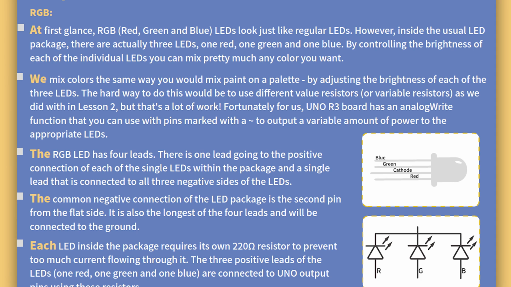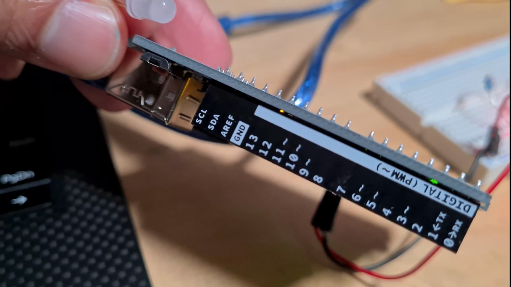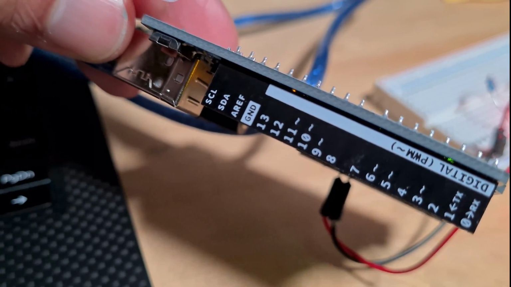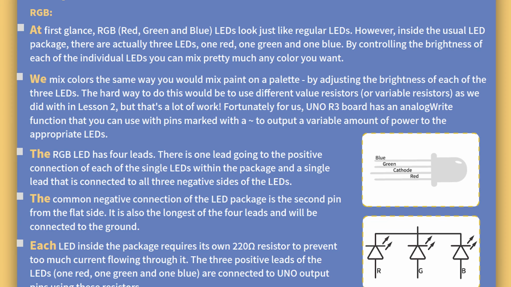Fortunately for us, Uno, our free board has an analog write function that you can use with pins marked with a squiggly line to output a variable amount of power to the appropriate LEDs. So apparently there's some squiggly line. There's the squiggly lines. So these squiggly lines can output a variable amount of power to the appropriate LEDs. Cool. So the RGB LED has 4 LEDs. There is 1 lead going to positive.